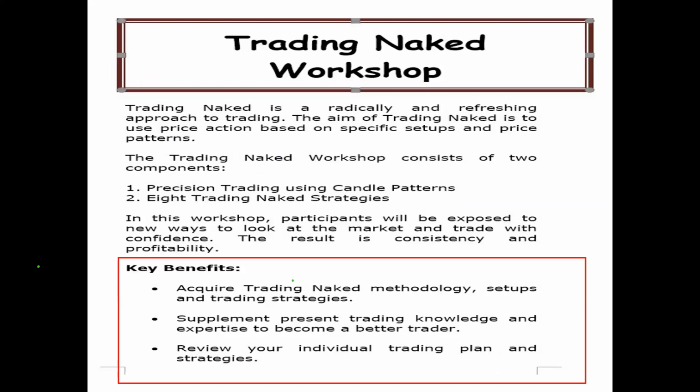In the past, I always conducted a Trading Naked workshop. I've not done it for many years. I intend to do one if there's demand.